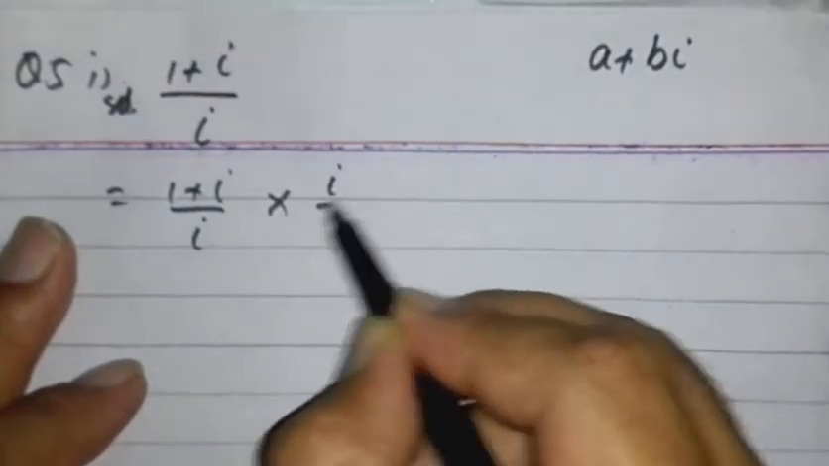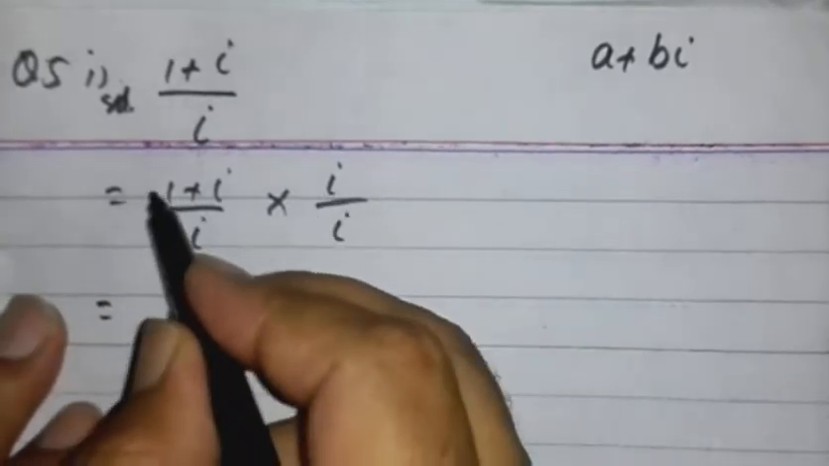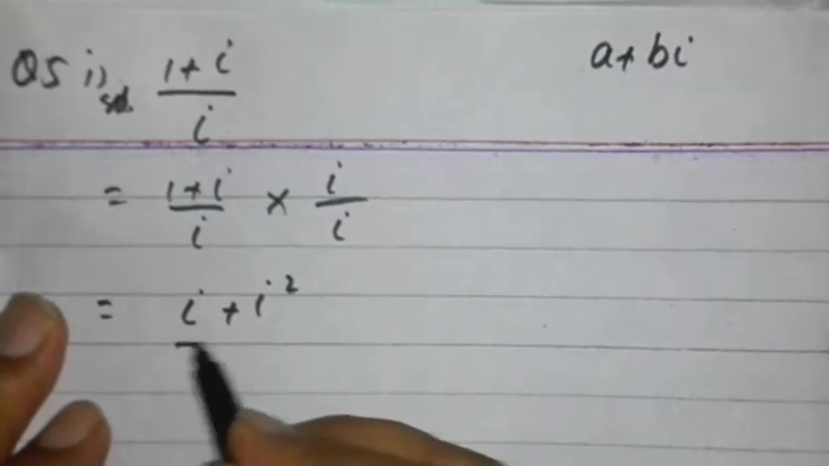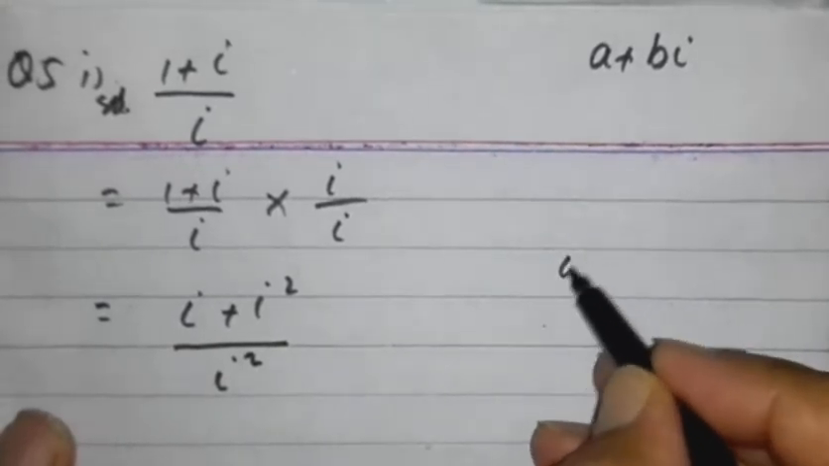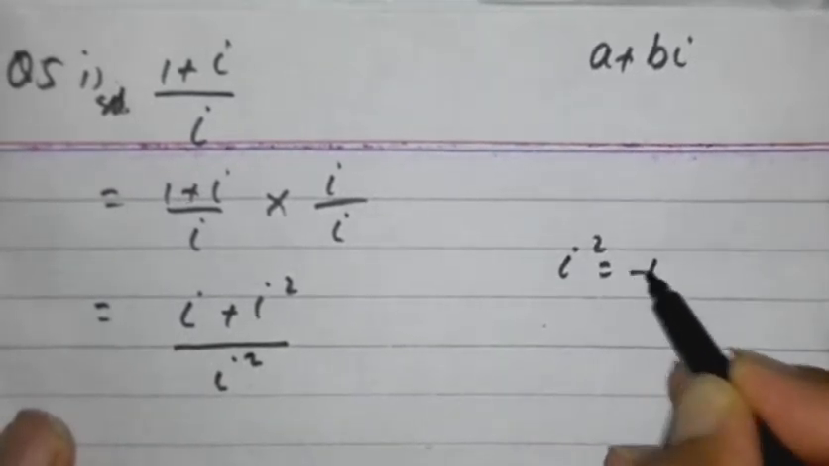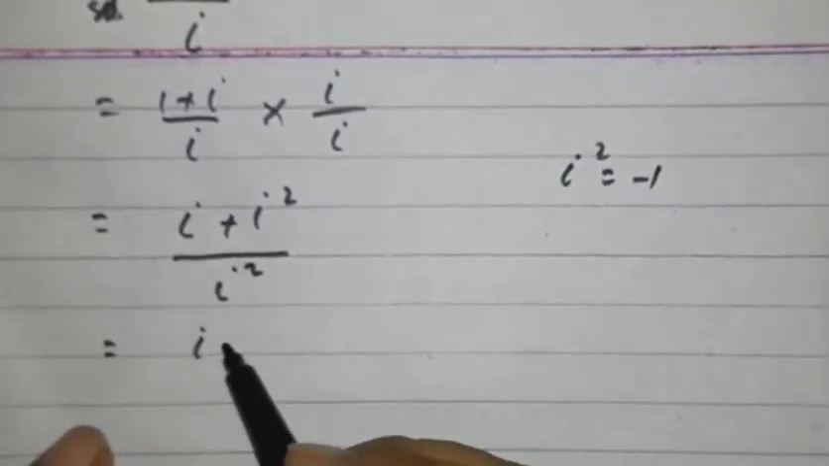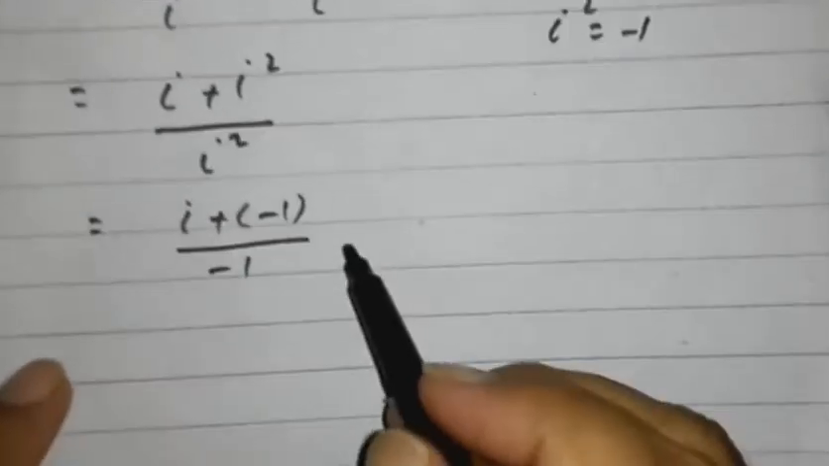Divide and multiply the given question by iota. So here we get iota plus iota into iota, iota square, divided by iota square. As we know that iota square is -1, so here we get iota plus -1 divided by -1.